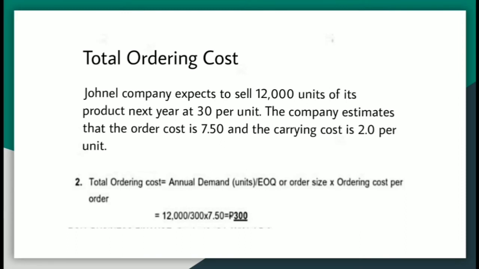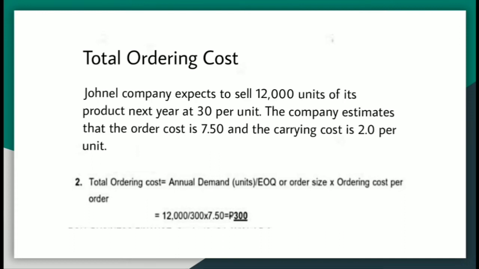Our second requirement is total ordering cost. We have our formula here, which is annual demand divided by EOQ times ordering cost per order. What is our first given? We have annual demand, which is 12K, divided by the EOQ. We have computed the EOQ, which is 300. So 12K divided by 300 times our ordering cost per order, which is 7.50. When we compute it, this will equate to 300 pesos.